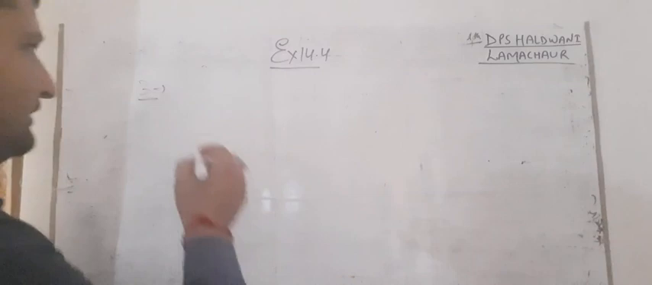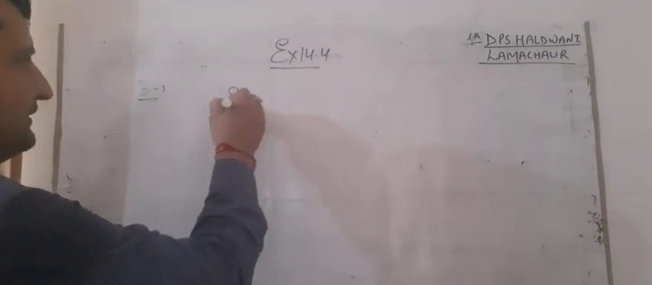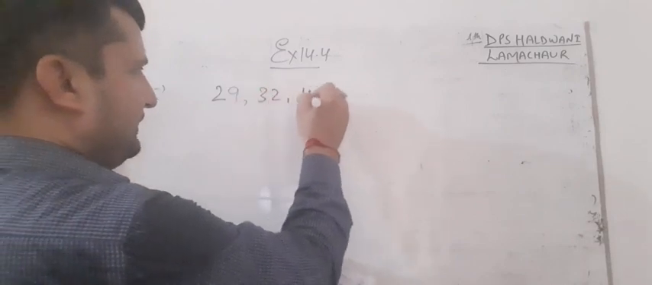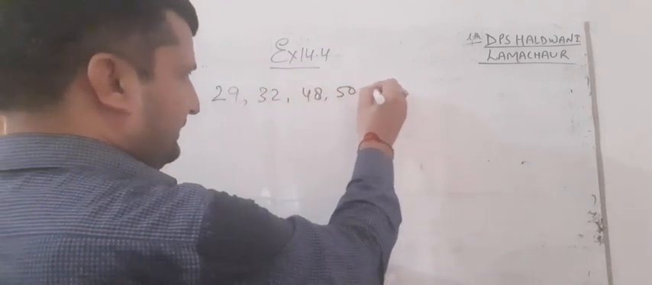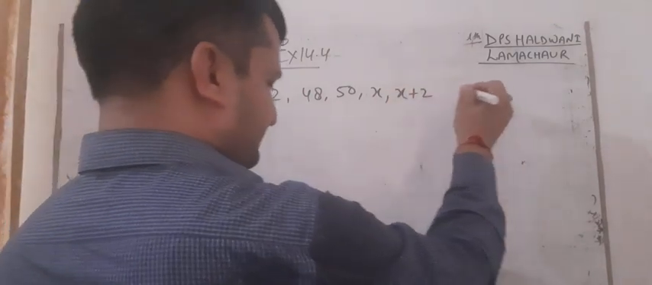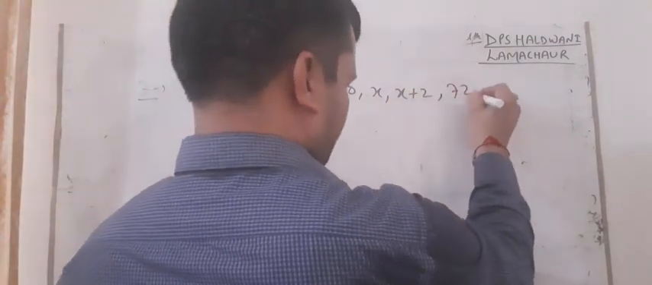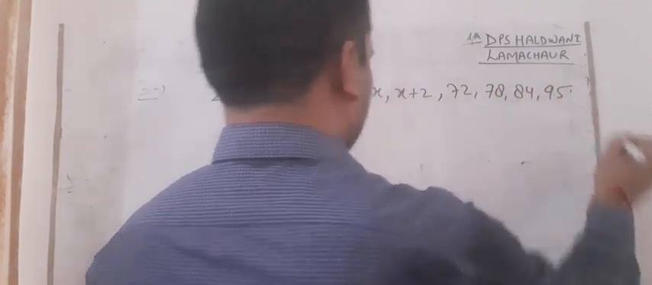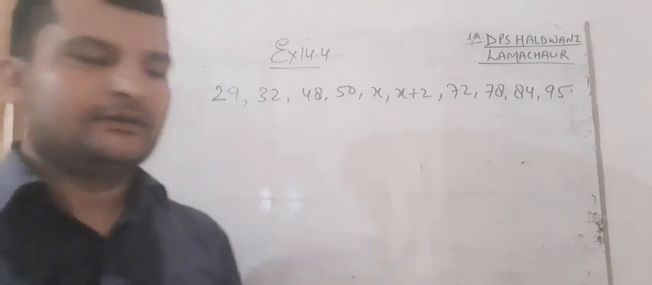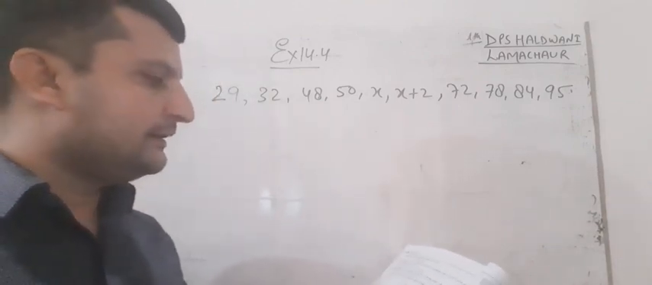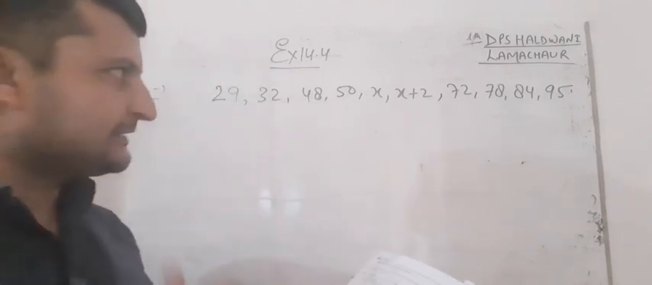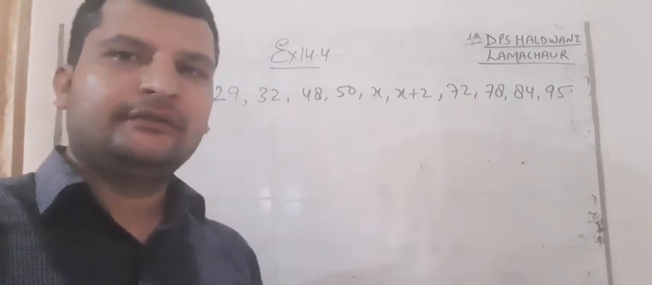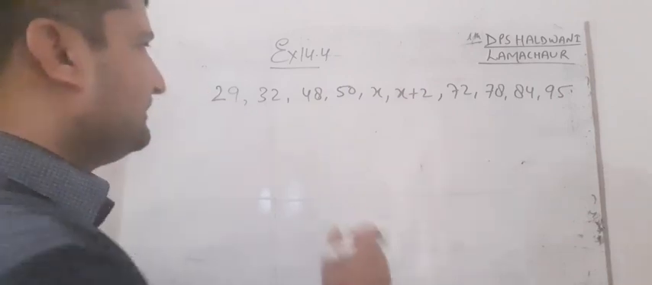So the numbers are 29, 32, 48, 50, x plus 2, 72, 78, 84 and 95. These numbers are given, students: 29, 32, 48, 50, x plus 2, 72, 78, 84 and 95. So this is what we have to work with.